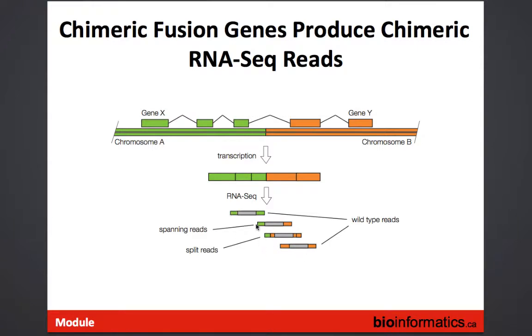And these reads we can classify into different types. So I call reads that don't have any indication of the breakpoint in them, that are basically all one color in this figure, wild type reads. And then we have spanning reads, which are reads for which one end is entirely from one gene and one end is entirely from another gene. And then split reads are the reads where the actual read sequence that we've sequenced on the Illumina machine or other sequencer is partially from one chromosome, partially from another chromosome.